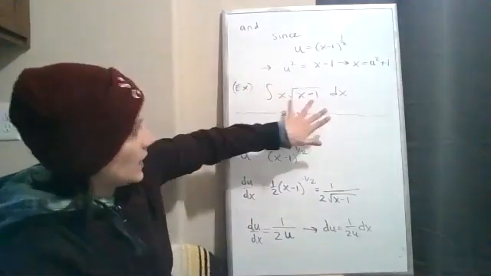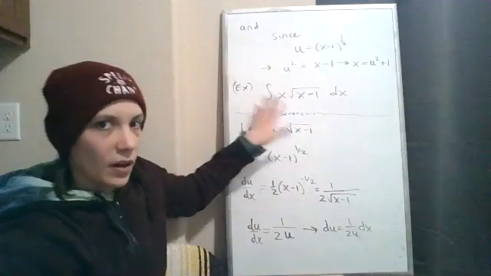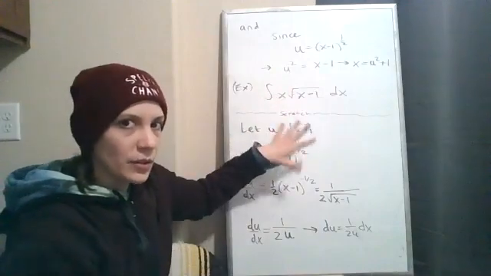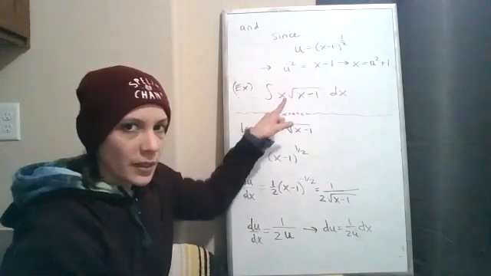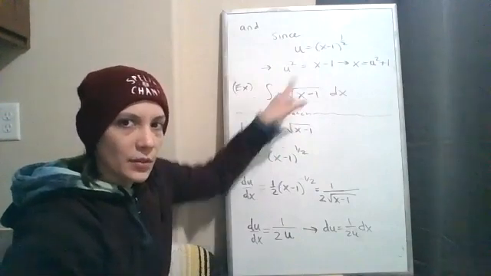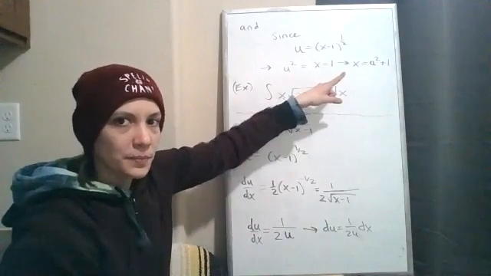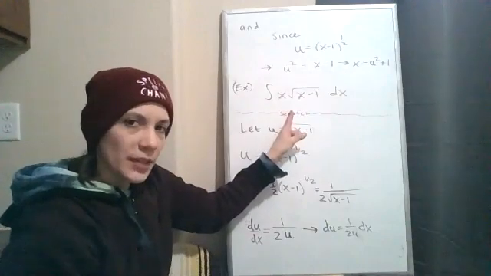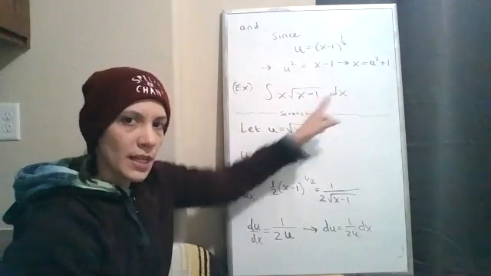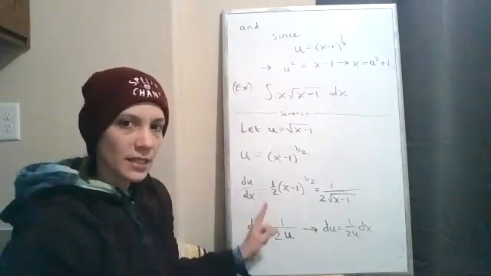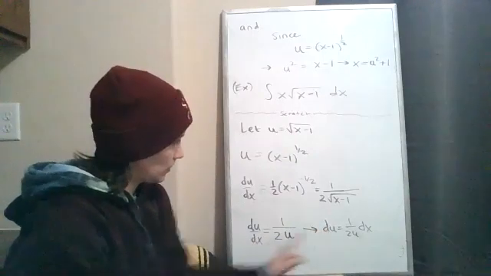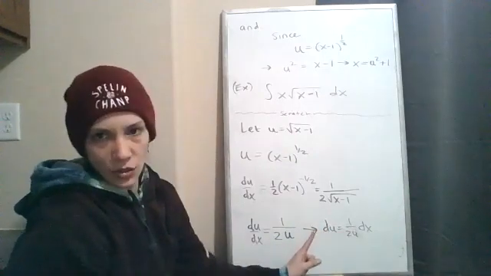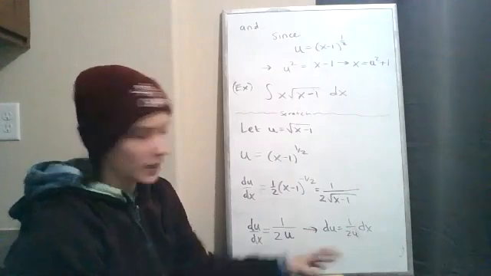That way I can sub all of the parts of this integral so that it's all in the variable u. So we'll sub x with u squared plus 1. We'll sub root of x minus 1 with u and replace dx with 2u du. Let's finish this part.